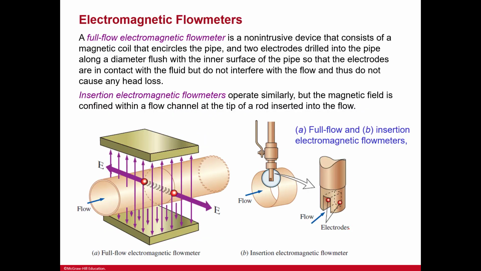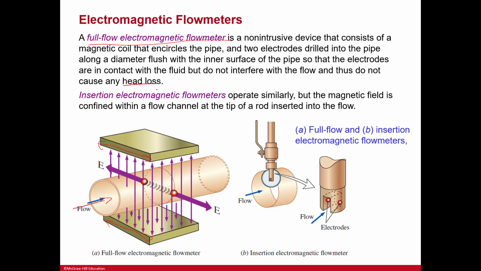Full flow electromagnetic flow meters are a non-intrusive device that consists of a magnetic coil that encircles the pipe. So this is something that you can use externally and really not interacting at all with the contents or the working fluid inside the pipe. And here, this is how you can reduce any head loss.